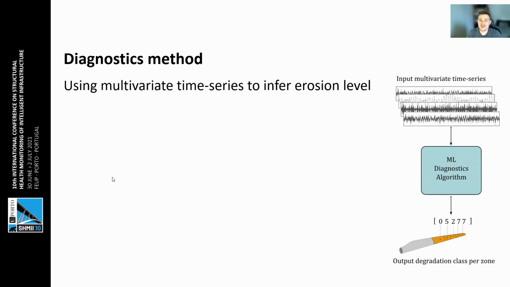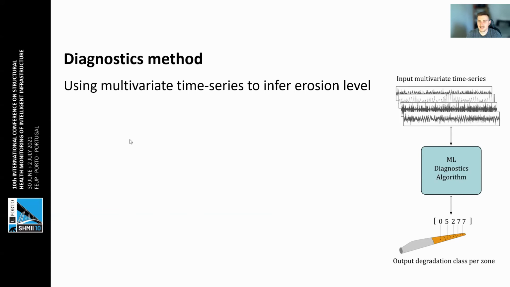So when looking at the diagnostics part of the problem from a machine learning perspective, we can describe it as a stacked multivariate classification task. So we would like to predict the degradation class at multiple zones along our blade, given an input multivariate time series. And by stacked, I mean we have multiple classifiers, so we stack them to get each zone along the blade. So what kind of classifier should we use?